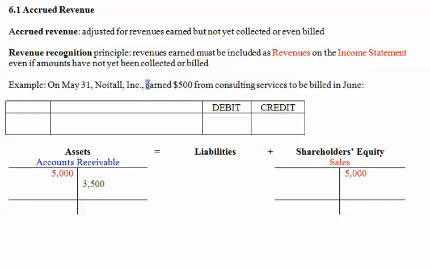And let's say it finds out that at the end of May it had earned $500 just recently, and they will be billing it in June and collecting it either at the end of June or even in July. So knowing that, an adjusting entry has to be made. The entry will be made on May 31, and what they're going to debit is accounts receivable because they're to receive that money, and what you credit is sales.